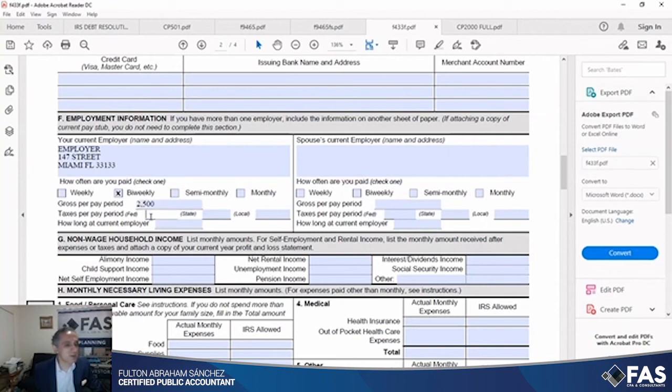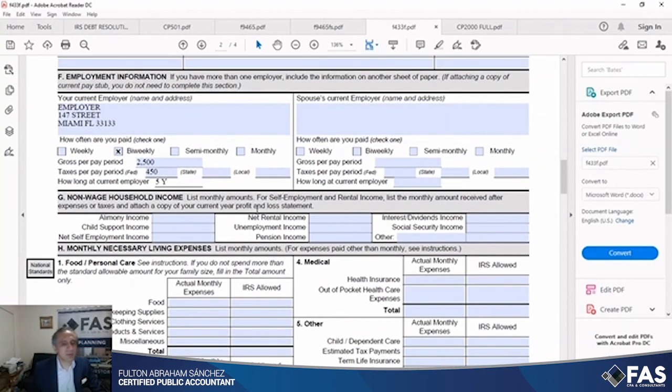Taxes paid per period. This is on the pay stub, how much is withheld from your paycheck. So I'm gonna say here is 450 and state 0, local nothing. This is just federal. How long for career employee? 5 years.